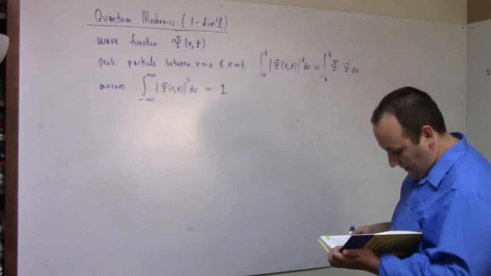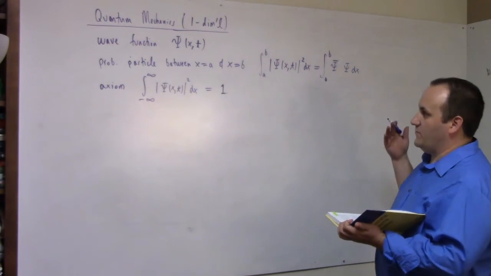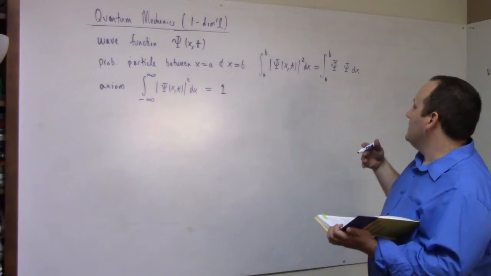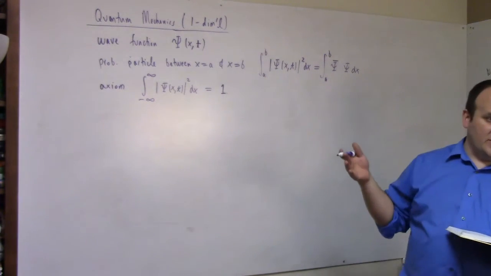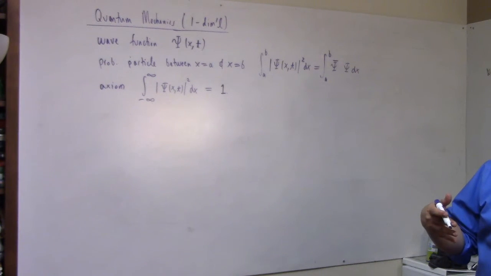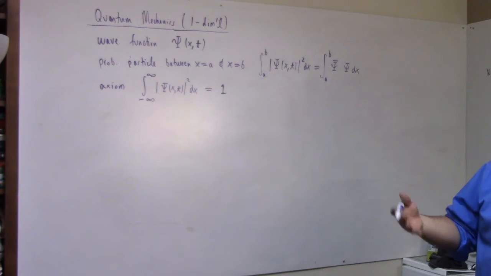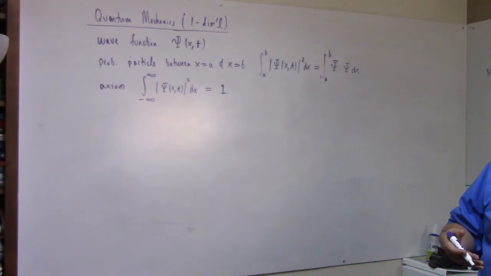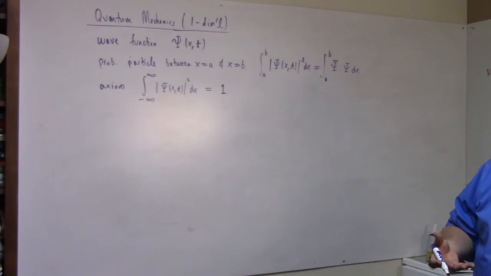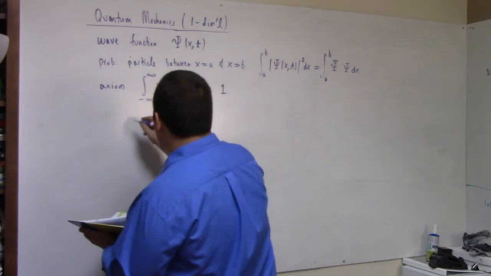Okay, so that's the basic idea: there's this probability density function, and the integral of its modulus over an appropriate domain gives the probability that the particle's in there. So, okay, then what plays the role of Newton's second law? What's the fundamental relation that tells you how it goes?